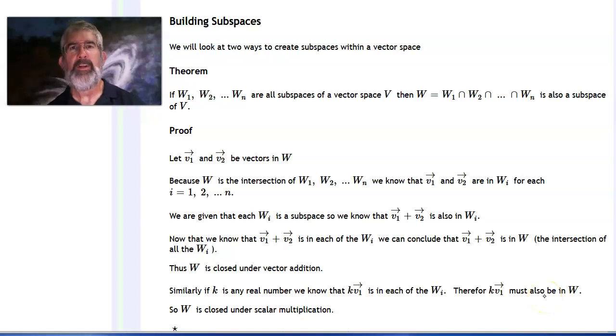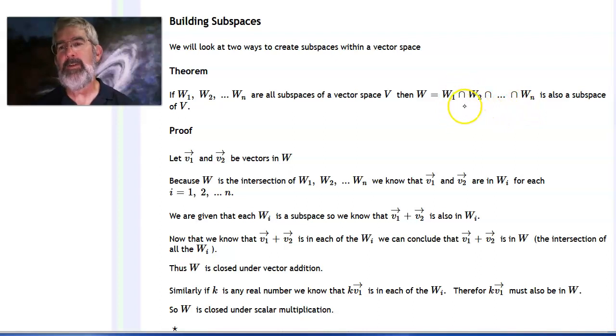In this video, I want to take a look at a couple of different ways we create subspaces from other things. Here's the first of the ways. Theorem: if I've got W1, W2, W3, all the way up to Wn that are all subspaces of a vector space V, then I'm going to create a new set, W, which is the intersection of all those other ones.